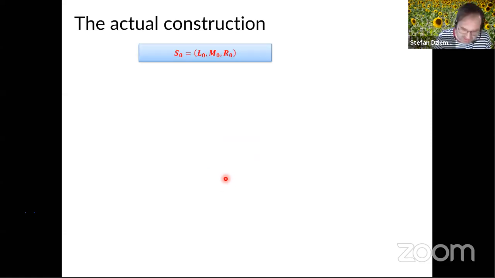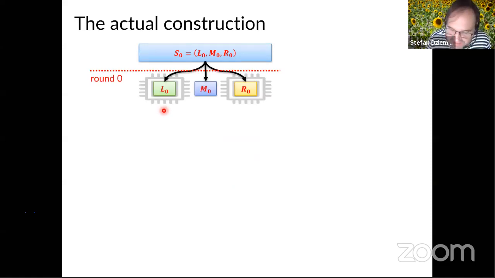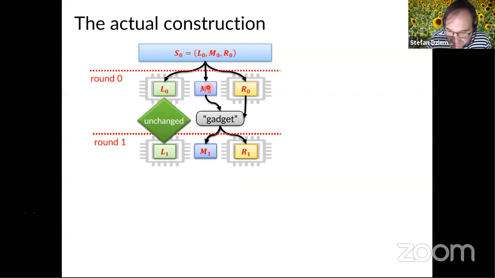What was our construction? I don't have much time to explain the details, but it was basically based on the idea of splitting the secret into 2 parts stored on different memory parts, L and R. So you had the secret state S0, decomposed as L0, M0, and R0. And then you had the gadget. I'll tell you in a moment what this gadget is. This part remains unchanged, and this one becomes an output.